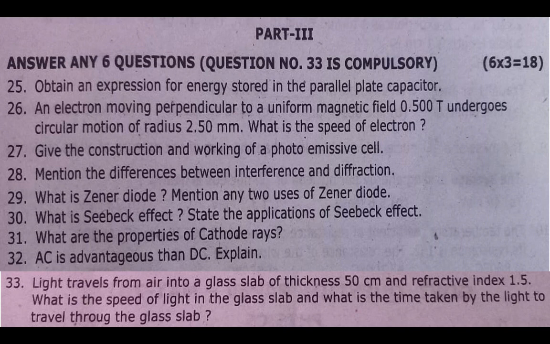Now we are going to discuss the part 3, that is 3 mark question. Question number 25. Obtain an expression for energy stored in the parallel capacitor. Question number 26. An electron moving perpendicular to a uniform magnetic field 0.500 Tesla undergoes circular motion of radius 2.50 millimeter. What is the speed of electron?